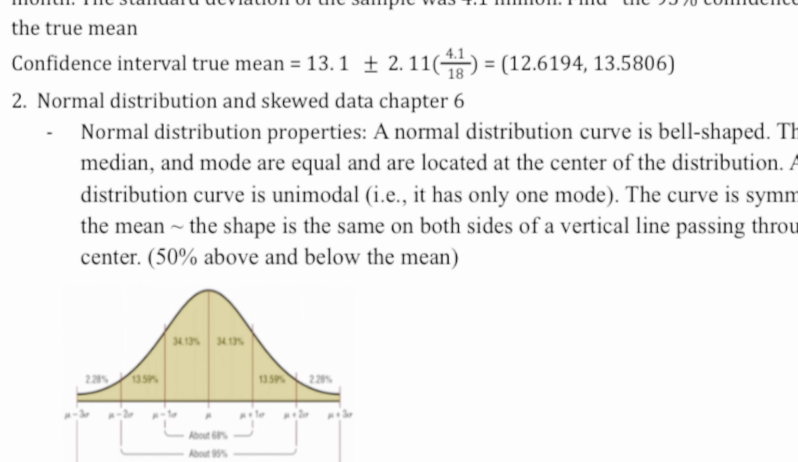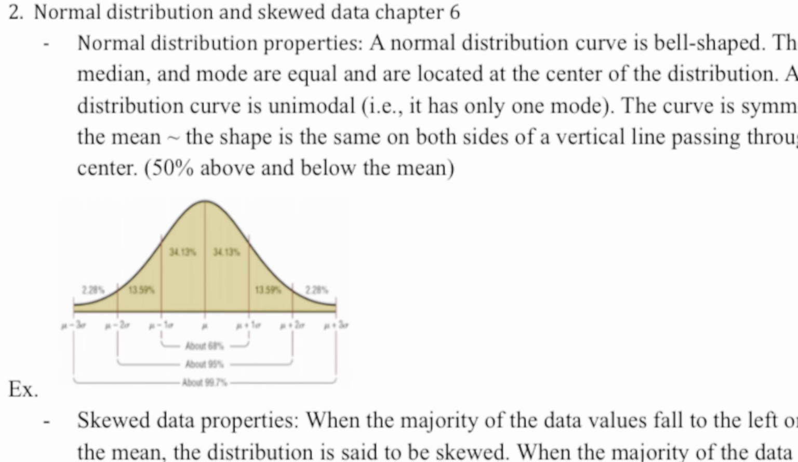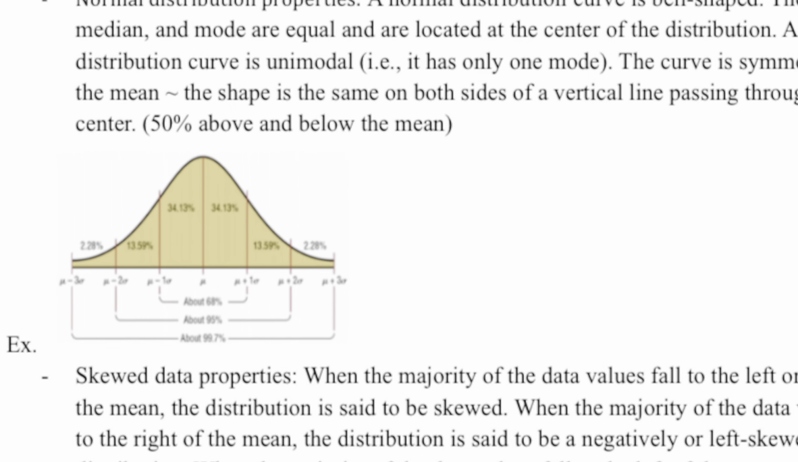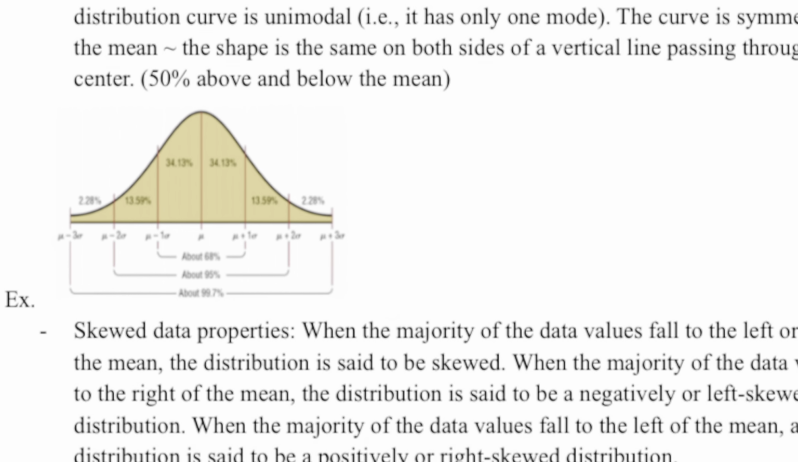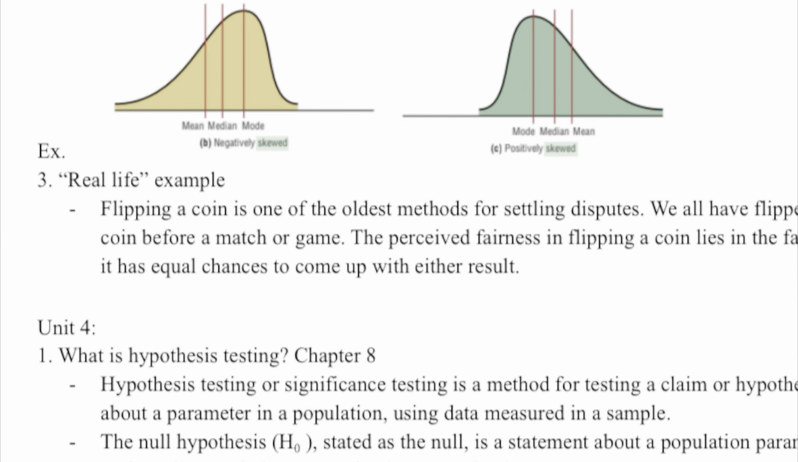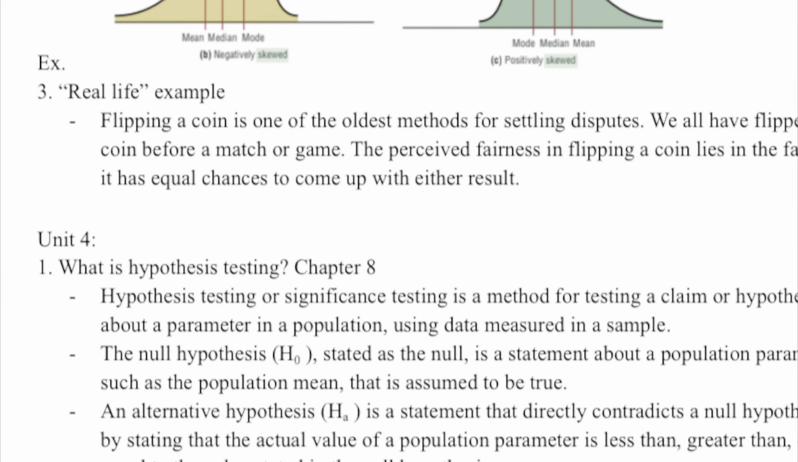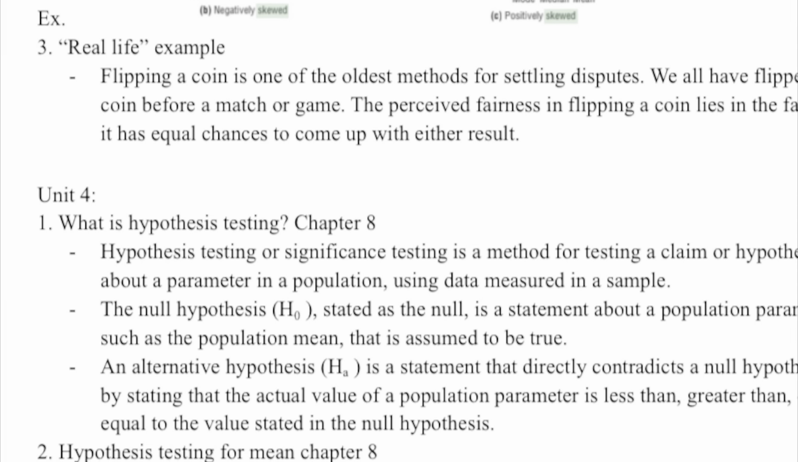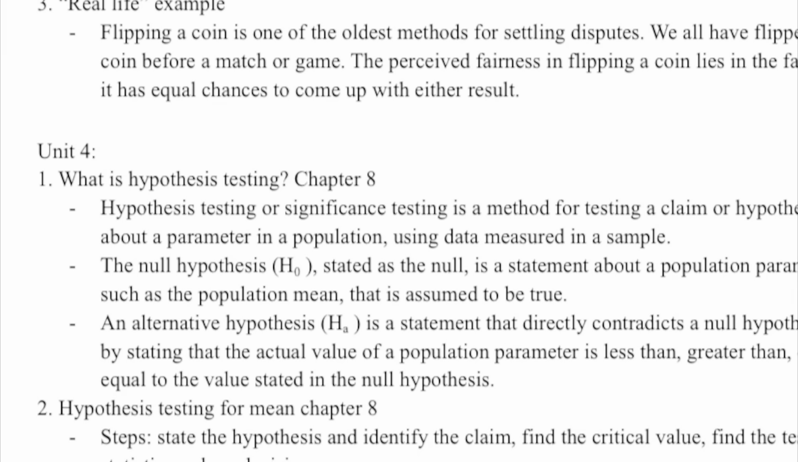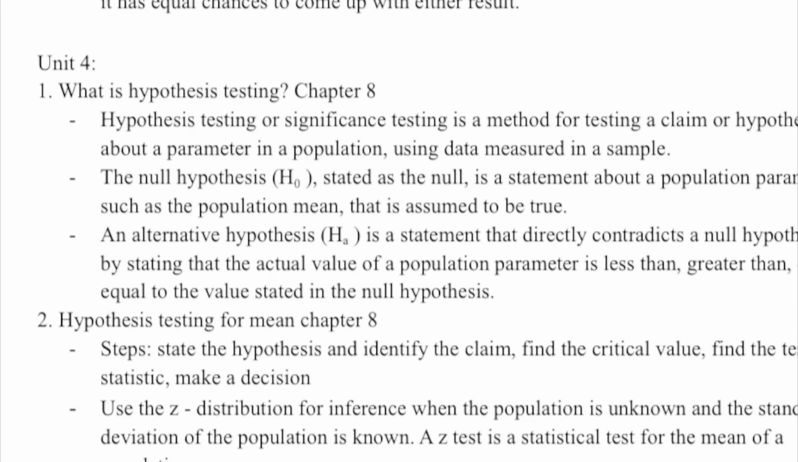Next, we have normal distribution and skewed data. Normal distribution is bell-shaped, both sides approaching 0. At the top, it's the highest. You'll find most of your probability data there. A real-life example of how this works would be flipping a coin. There's a 50-50 chance, so the distribution of odds is all equal, which is what it shows in a normal distribution graph.